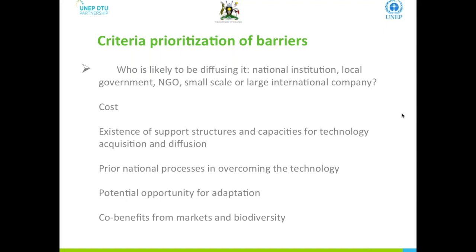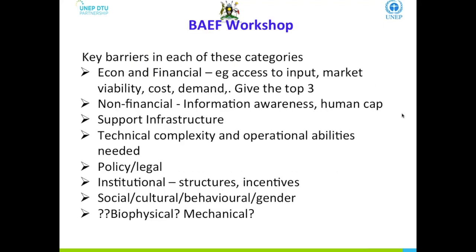What opportunities exist if these technologies were to be rolled out? And then the core benefits. Is the technology responsive to both mitigation and adaptation? And of course, the issue of biodiversity.